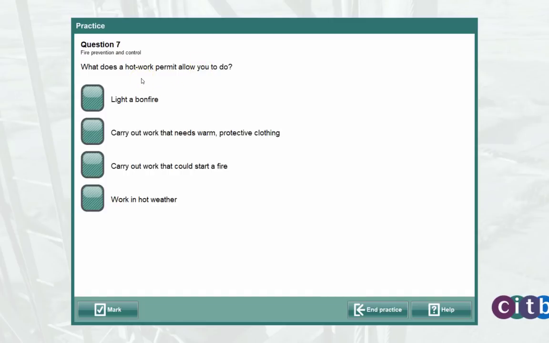What does a hot work permit allow you to do? Light a bonfire. Carry out work that needs warm protective clothing. Carry out work that could start a fire. Work in hot weather.